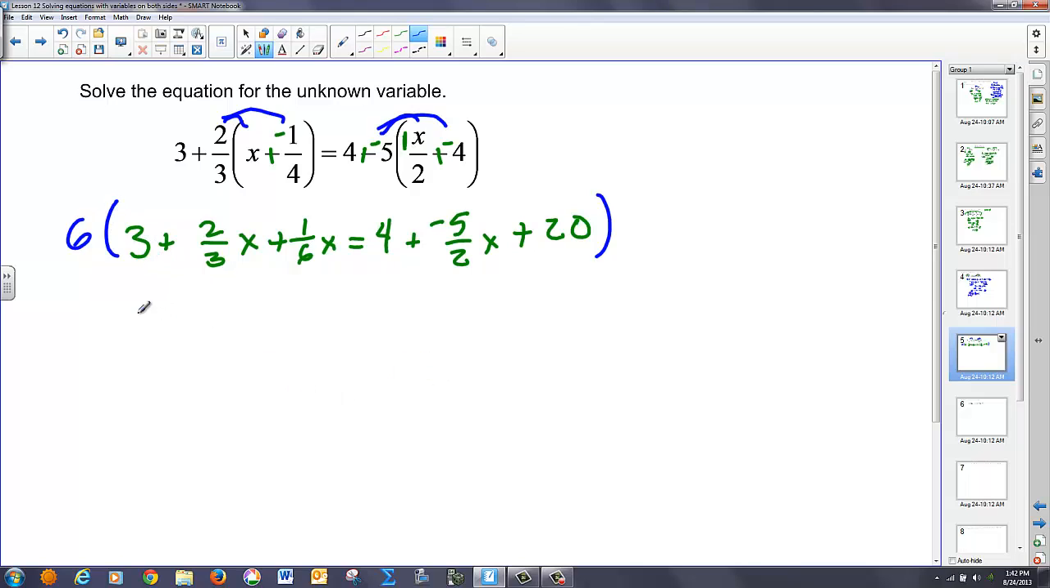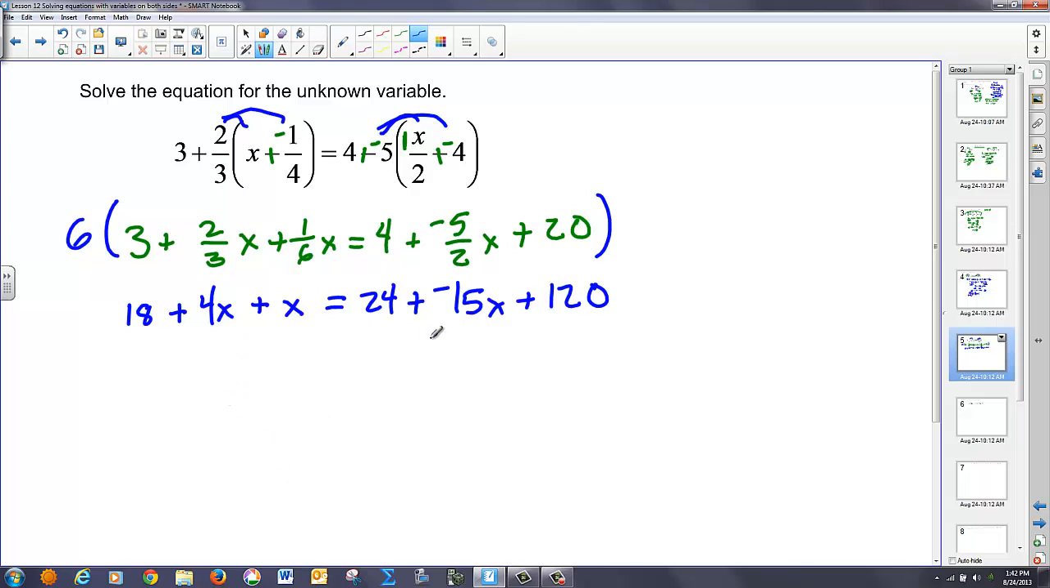6 times 3 is 18. 6 times 2 is 12, divided by 3 is 4x. 6 times 1 is 6 over 6 is 1x. 4 times 6 is 24. 6 times negative 5 is negative 30. But then I divide that by 2, and I have negative 15x. And 6 times 20 is 120. And you'll see all the fractions went away.